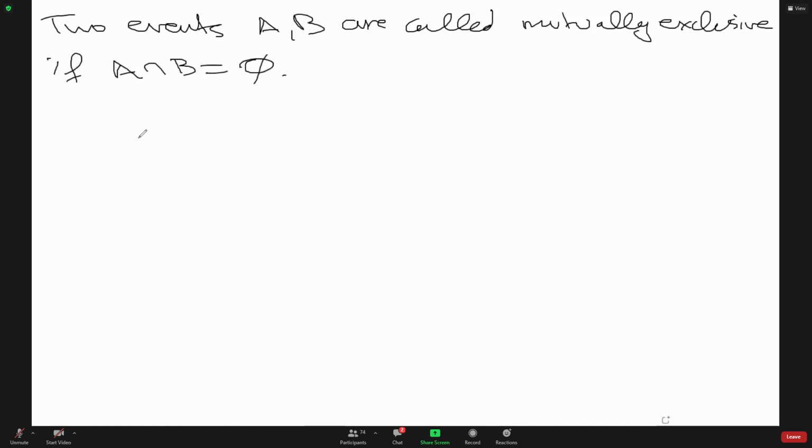Okay, so if they have no elements in common, then they're called mutually exclusive. Why do we use this terminology? Why is it mutually exclusive? Because we have two events, and after we perform the experiment, we know that the observation cannot be in both of them. It's either in one or the other, or none, maybe, but it cannot be in both of them at the same time. The outcome we will observe cannot be in both events. This is why they're mutually exclusive. If one happens, then the other cannot.